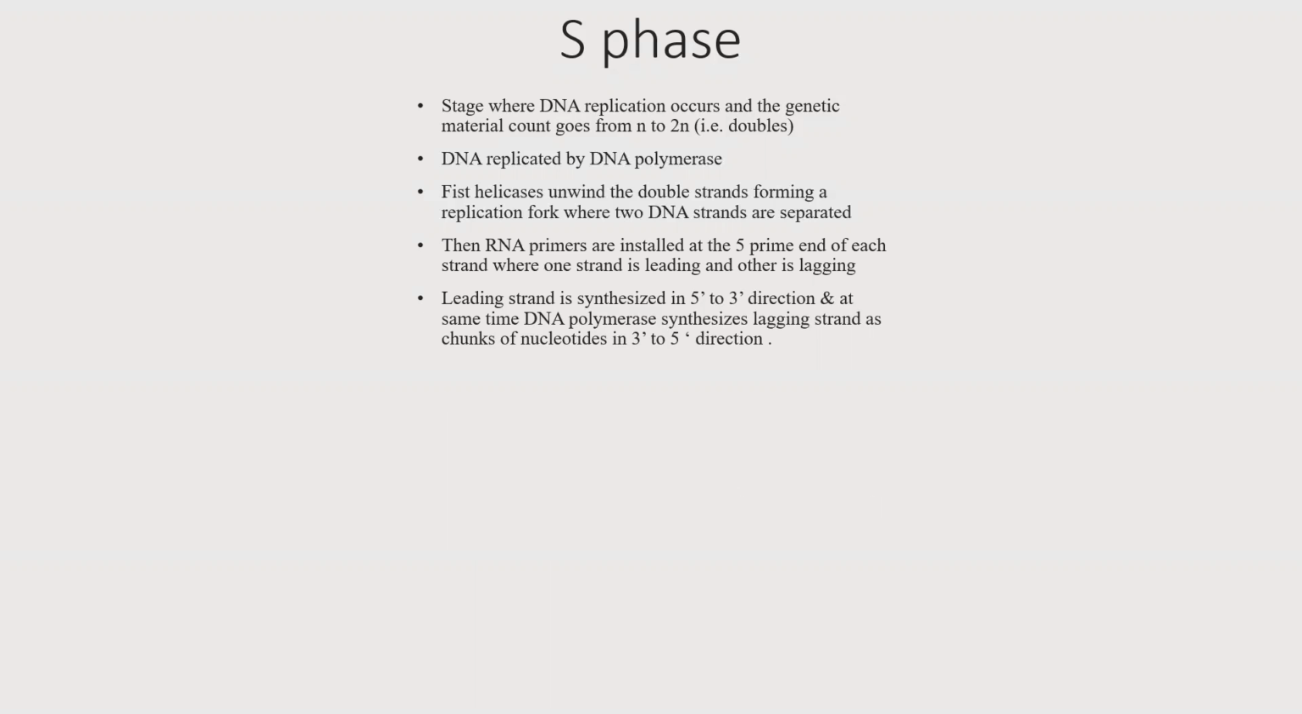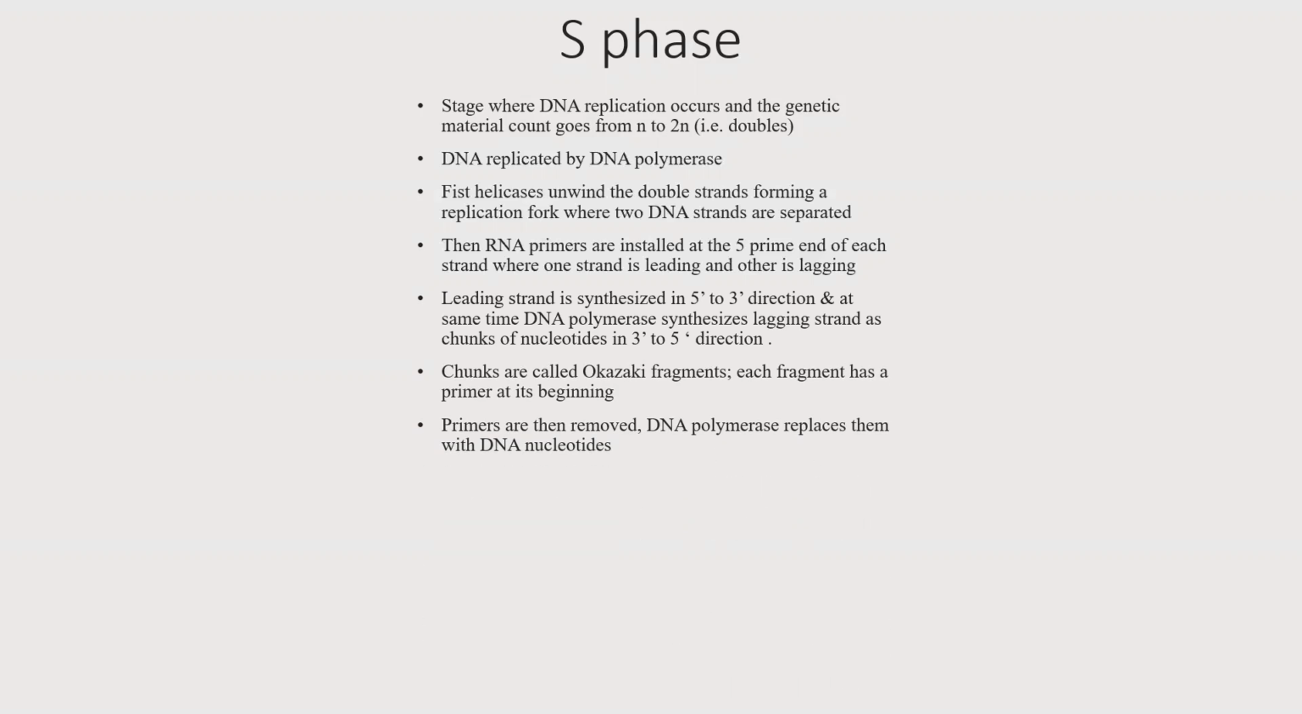The DNA strand is synthesized in the 5' to 3' direction by the DNA polymerase, and at the same time the DNA polymerase synthesizes the lagging strand as well, but in a discontinuous fashion, forming chunks of nucleotides known as Okazaki fragments. Each Okazaki fragment has a new primer at its beginning, and these primers are made by the primase enzyme.